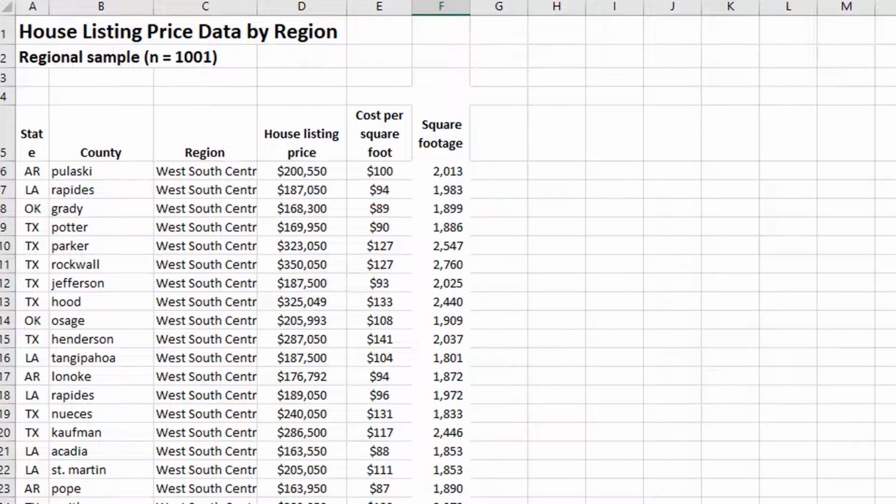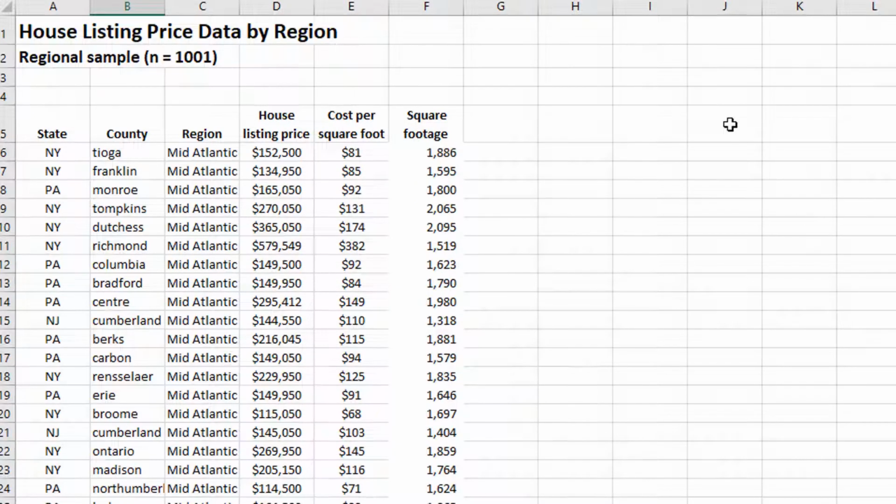All right, so what we've got is 1, 2, 3, 4, 5, 6, 7, 8, 9 regions of the country. Pick your favorite region or your least favorite. Doesn't matter to me if you like it or not. You can pick one at random. Let's go to Mid-Atlantic for no reason whatsoever.